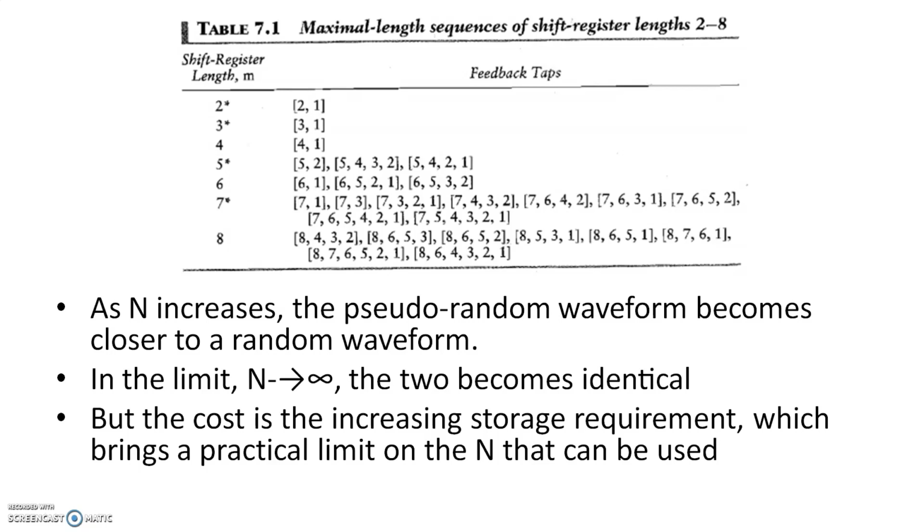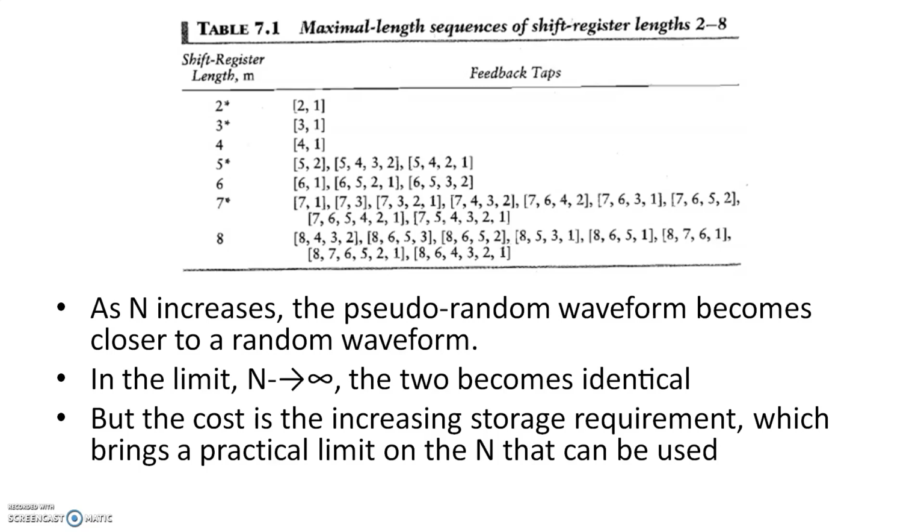But what is the cost? The cost is the increasing storage requirement. n equal to infinity means you require a large number of flip-flops, so that much storage is required. So the hardware cost increases. You cannot have infinite storage, so we will limit the value of n. If you limit the value of n, the number of shift registers will also be limited. So that is the limiting factor. How much storage can we spend? If the storage is available, we can use a bigger sequence. The end result is more secure communication.